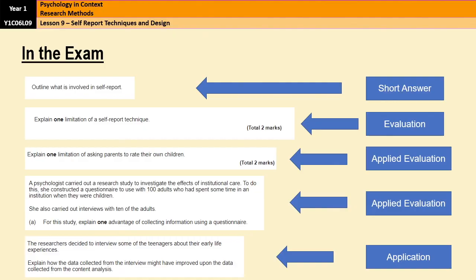Okay, getting you to design your own study is a big one, and obviously outlining and evaluating any kind of self-report is also, you know, fairly standard questioning, but the application ones are always going to be a little bit tricky and they can catch you out if you're not careful. Okay, so if it's asking you to evaluate something for a particular study, then make sure you actually apply it to the study or apply it to the scenario in a way that is practical, in a way that is logical, and in a way that could actually be done. That's how you're going to get your marks.